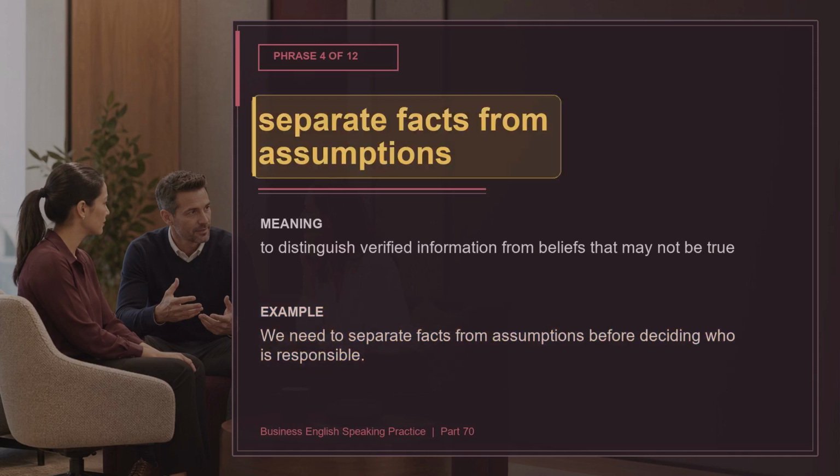Conflict often grows when interpretations are treated as confirmed facts. Separating them creates a more objective conversation. Use this phrase when people disagree about what actually happened. Now repeat: separate facts from assumptions.